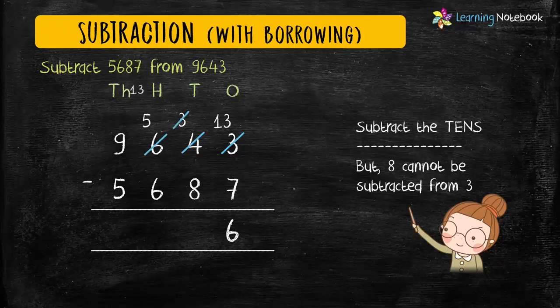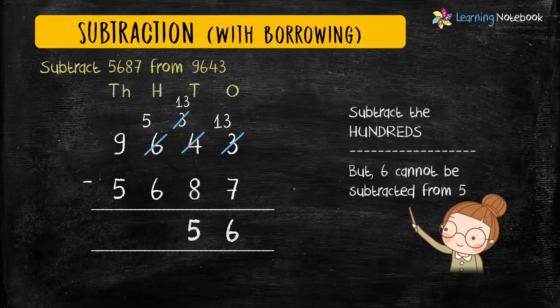So 6 becomes 5 and 3 becomes 13. Now let's subtract these two numbers at tens place. 13 minus 8 equals to 5. Now let's move on and subtract the digits at hundreds place. But again 6 cannot be subtracted from 5. So let's borrow from thousands place. So 9 becomes 8 and 5 becomes 15. Now 15 minus 6 equals to 9.